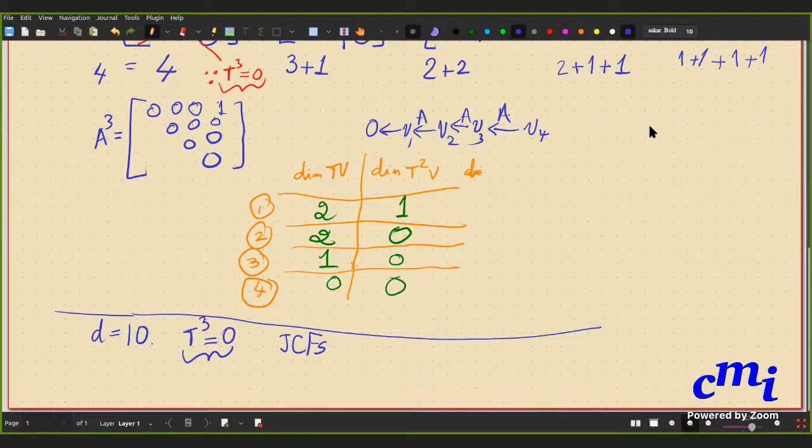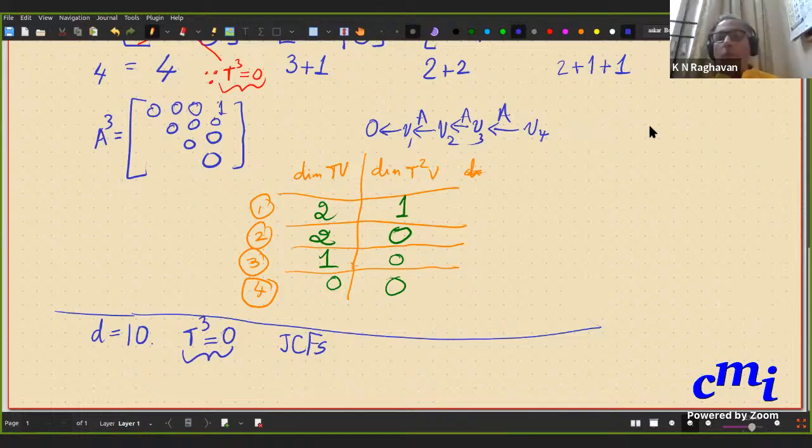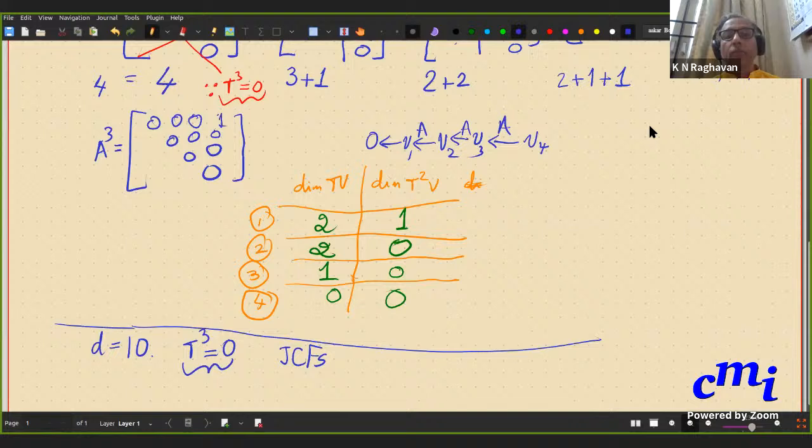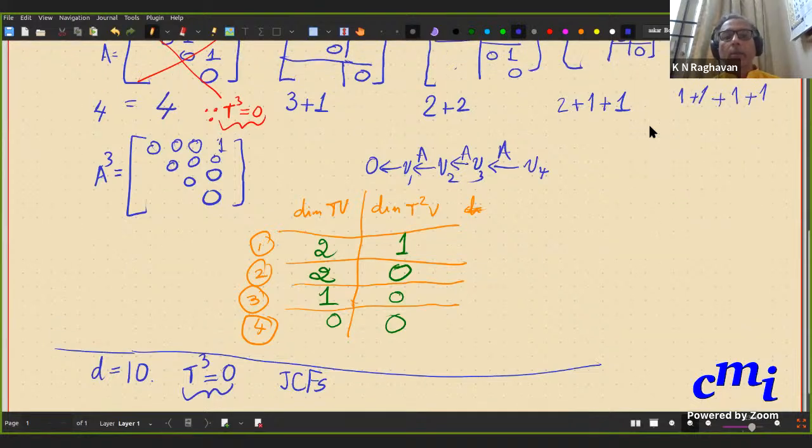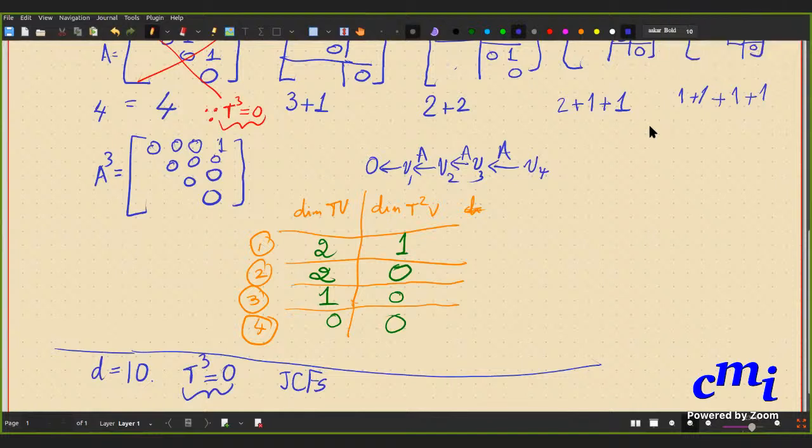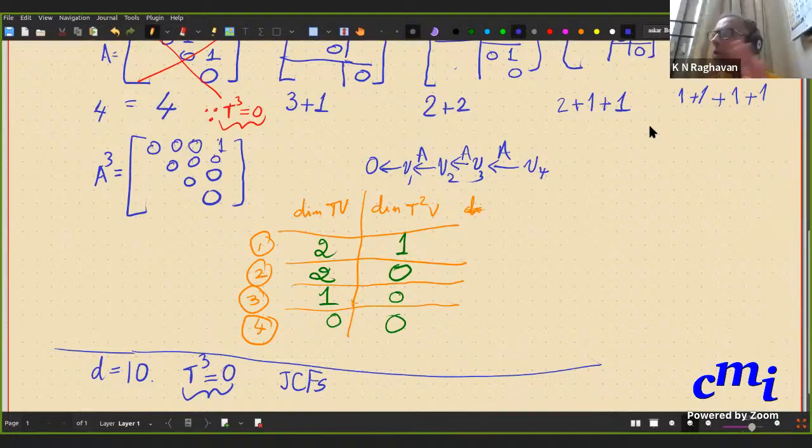Again, you are making the mistake. Mistake meaning T cubed is 0. I'm not saying T could not be itself 0. That's not ruled out. All you are saying is T cubed is 0. So here, for example, you are taking this 0 matrix. That's allowed, right? Is that okay, Annamalai?